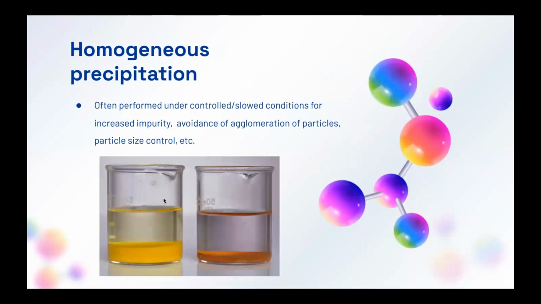So as you can see here, there are two beakers. Which do you think here is the homogeneous precipitation? Is it the left one, the orange precipitate, or the right one? So the homogeneous precipitation is on the right side. Here, the precipitate appears to be larger than the precipitates of the left side. So the right side is the homogeneous precipitation.